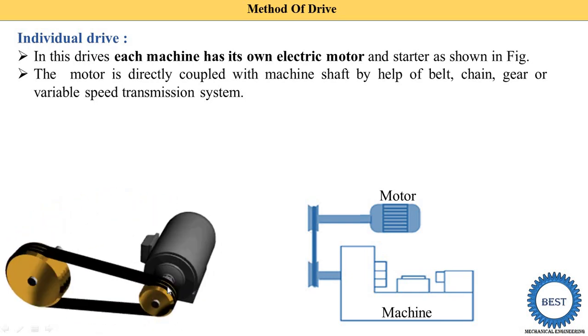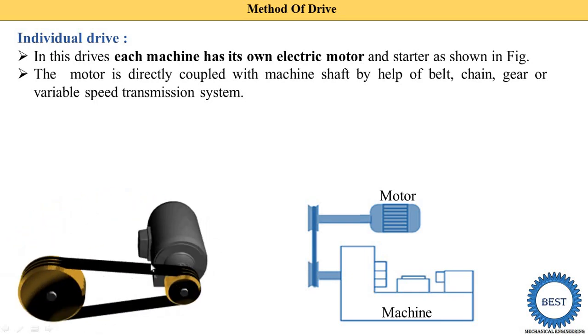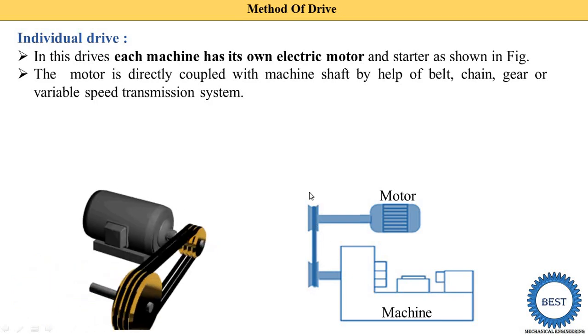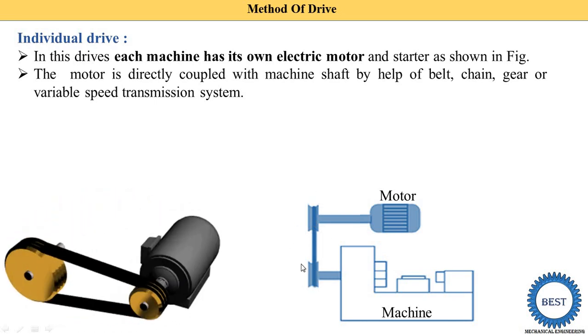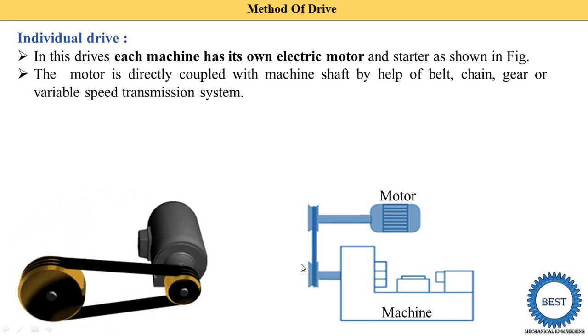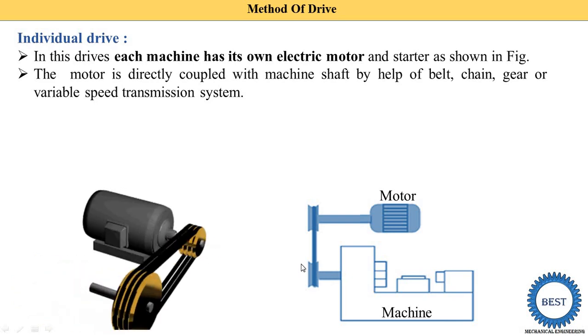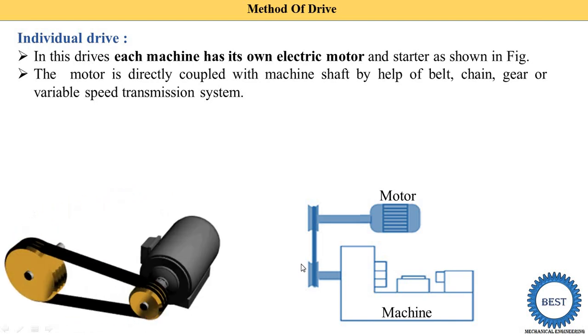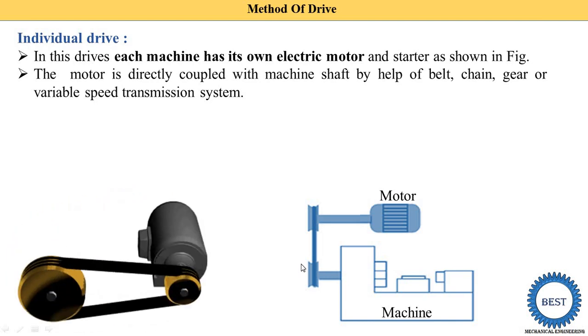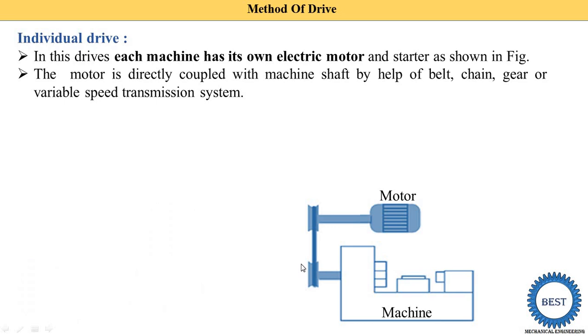Here you see the motor and machines are connected by using this belt drive. In this diagram you also see this is a belt drive. In some machines, instead of a belt drive, we use a chain drive, which means the belt drive is replaced by a chain. In some machines it is replaced by gears, and in some machines variable speed transmission systems are used. Variable speed transmission means we are able to change the speed of the machine. It is called variable speed.